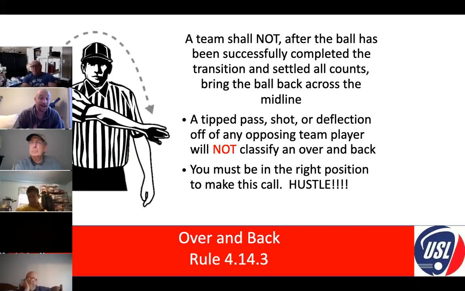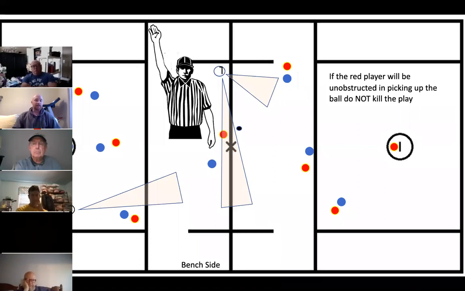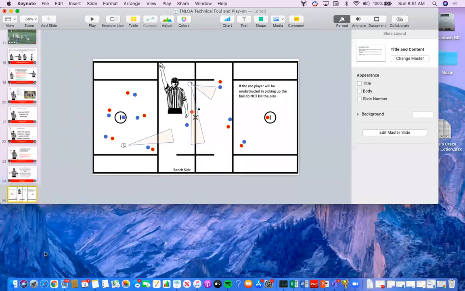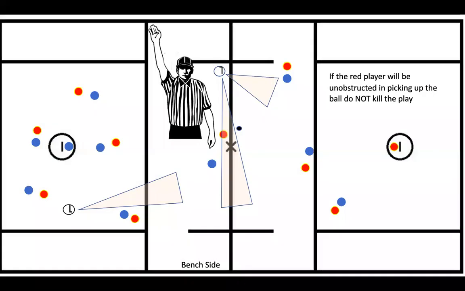This is where a team is either going to have a great fast break or they're not going to have a fast break. So we're going to look at some scenarios. Now, this is a two-man scenario. Let me shrink this down real quick. This is a two-man mechanic scenario for an over and back.